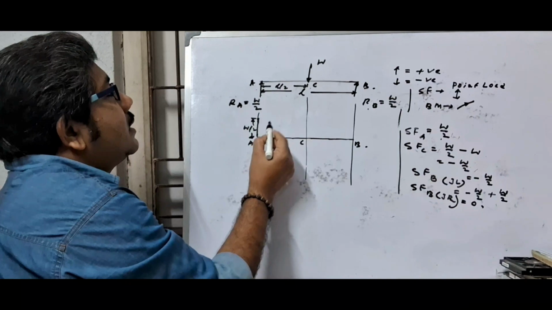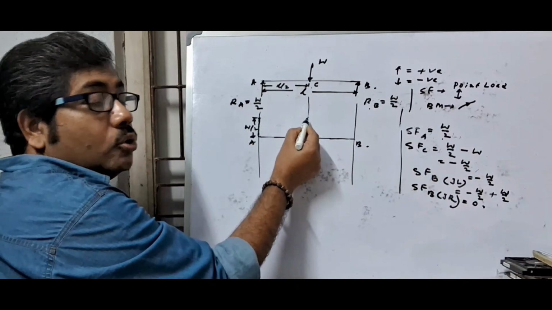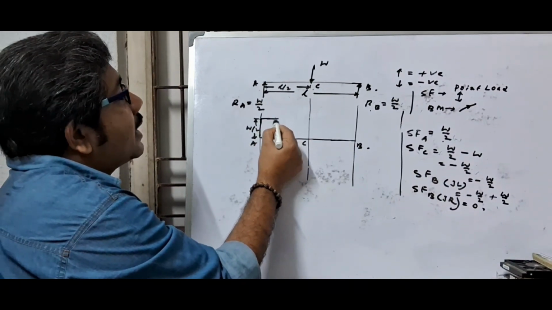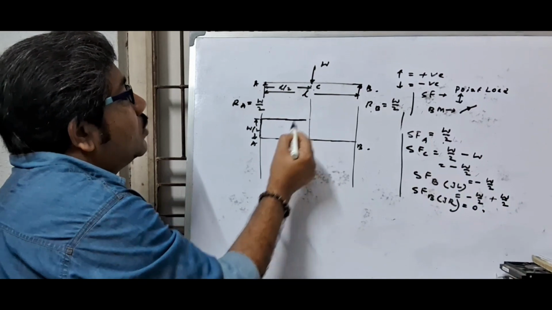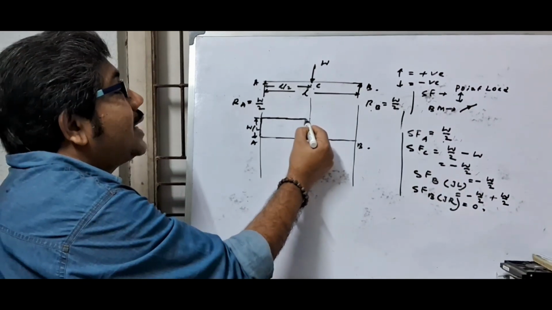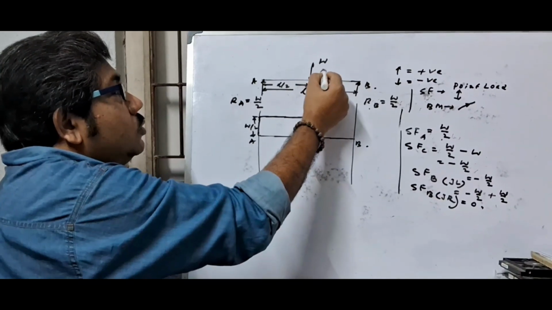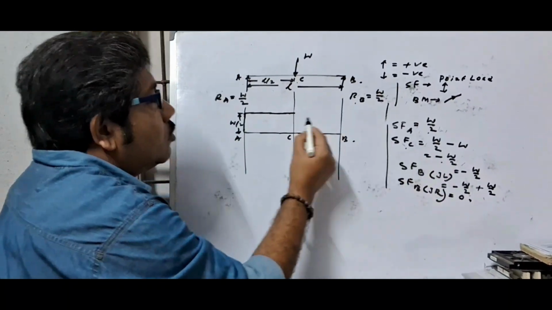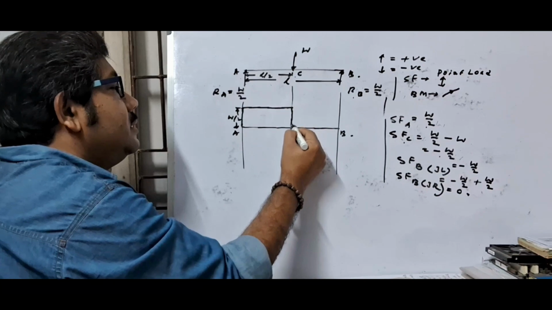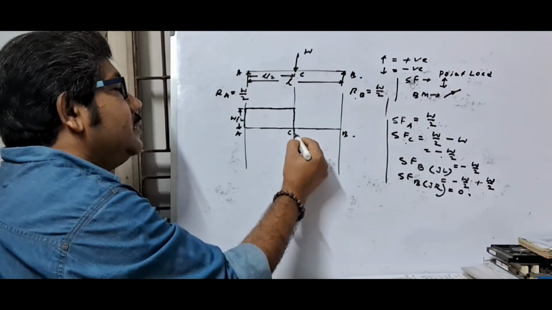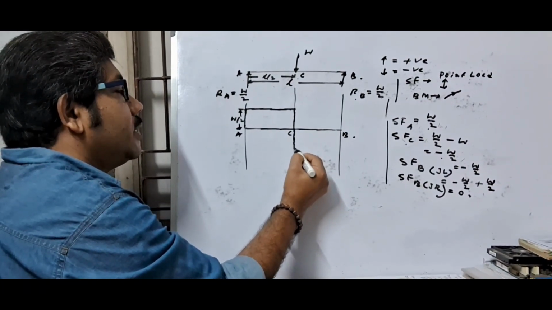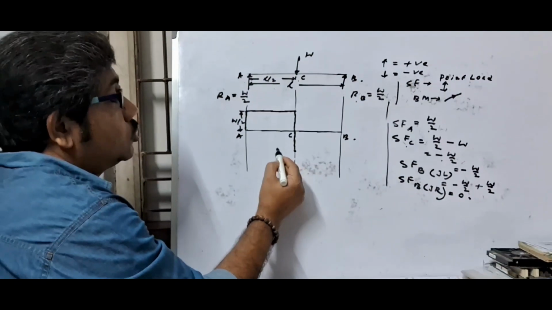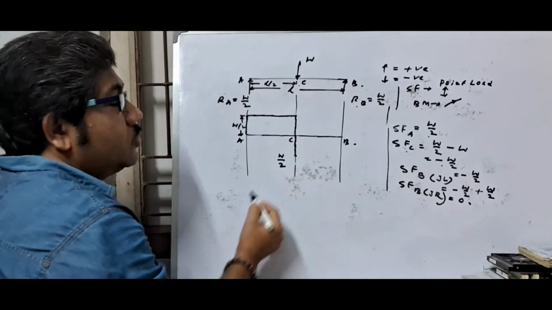Up to point C there is no load, so this will be parallel to the reference line, and when you touch C, W acts downward, and here the value is minus W by 2. That means here this is 0, and this is also minus W by 2 at the negative portion. Here the value is W by 2.